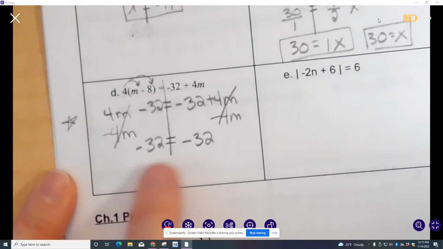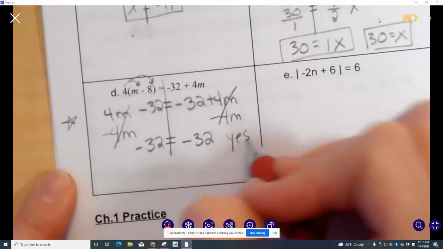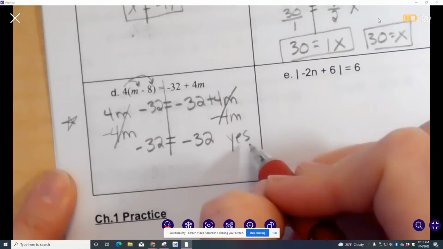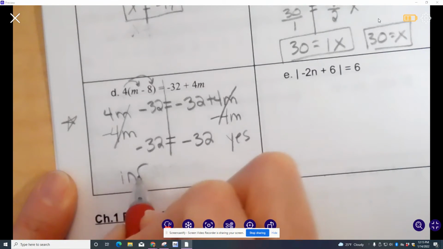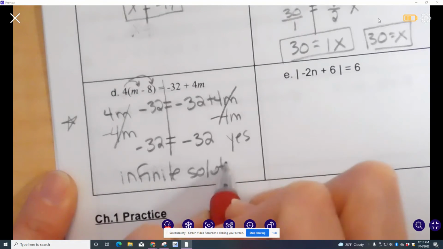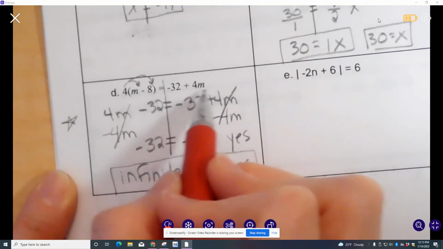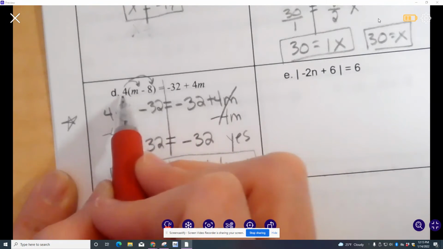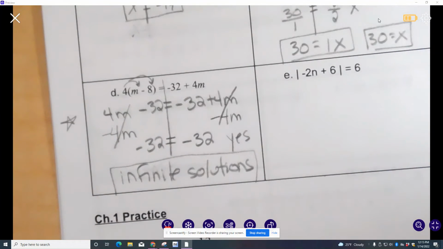So the next question you ask yourself is, is that true? Does negative 32 equal negative 32? Well, yes, of course it does. If this is a true statement, then you write that you have infinite solutions. That means any x value that you choose, if you substitute it into this equation, it will make the equation true or correct.